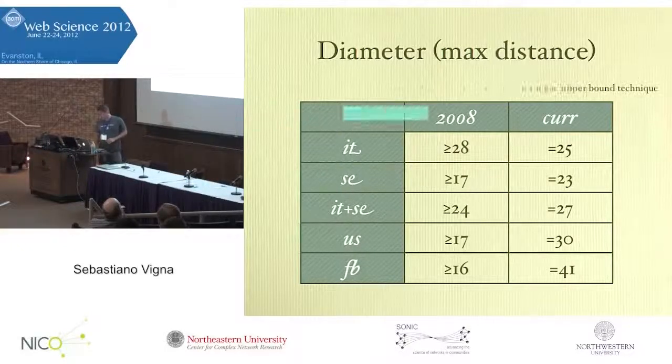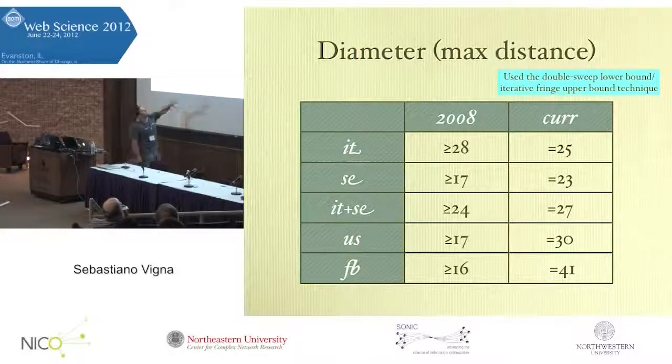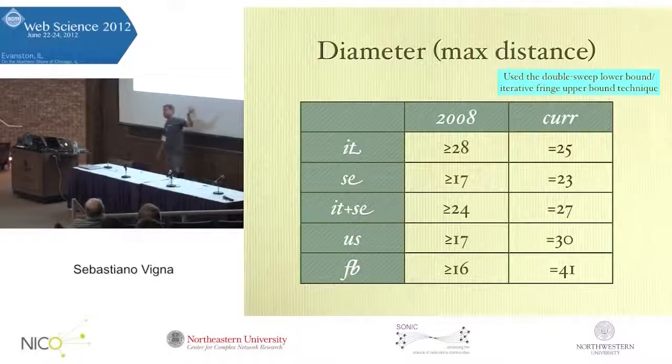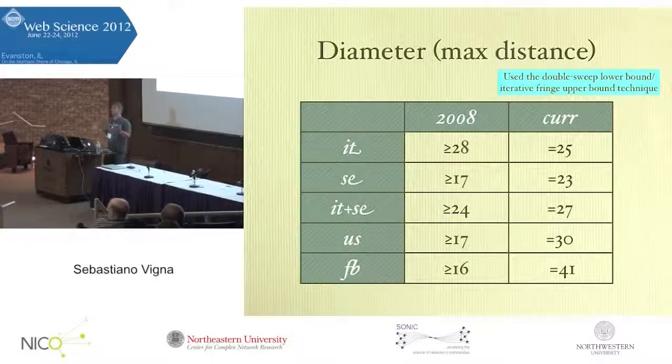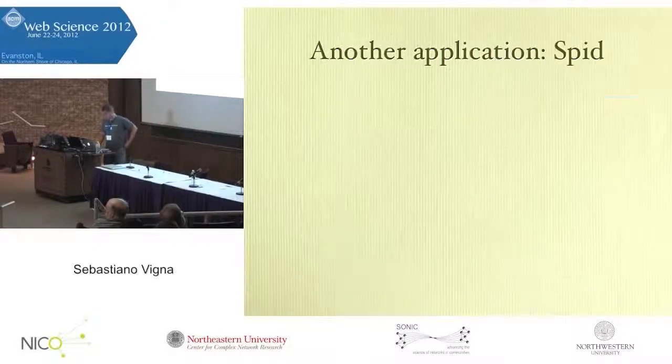And to do that, by the way, we used a very new algorithm called the iterative fringe upper bound technique, which makes it possible to compute the diameter of very large, immense graphs, because it heuristically does just 3 or 4 visits and stops, giving you the diameter. It's actually quite magical, because in theory you should do n visits to compute the diameter of a graph.